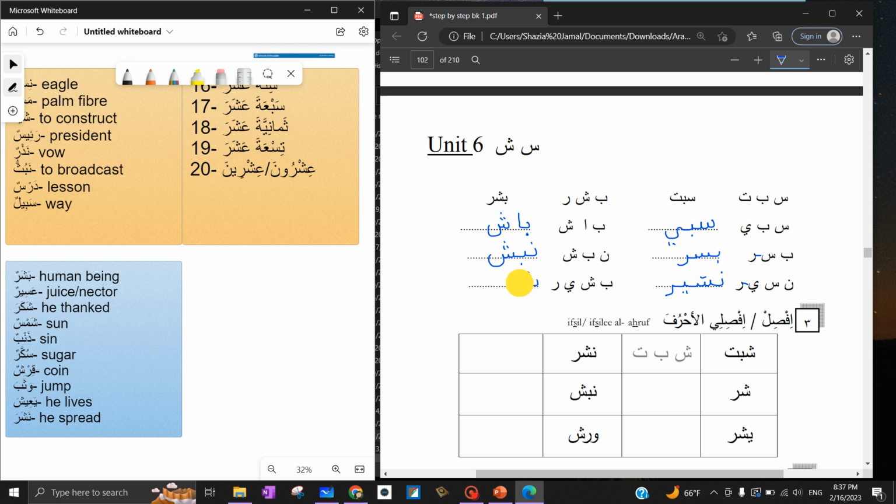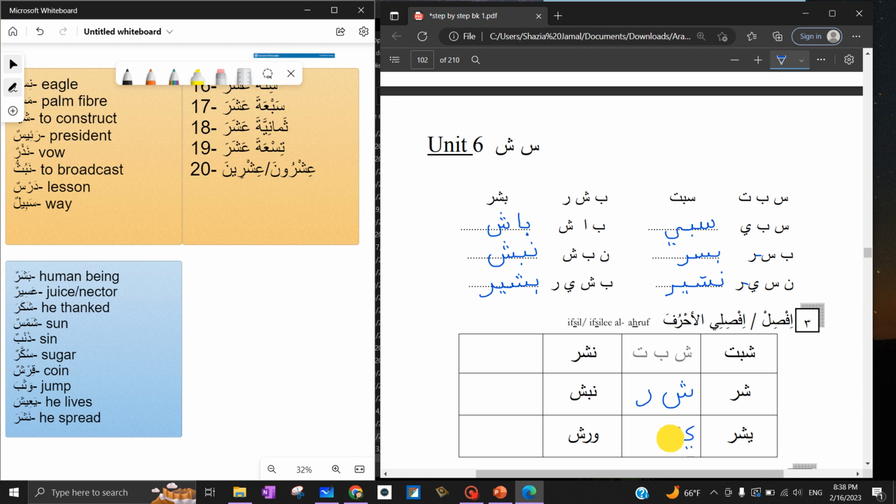Ba, sheen, the W, the tail, then ya will be written just like ba and then ra. So ba, sheen and ya and ra. This is how you are going to write the Arabic words in future. Ifsil, ifsili means to separate.